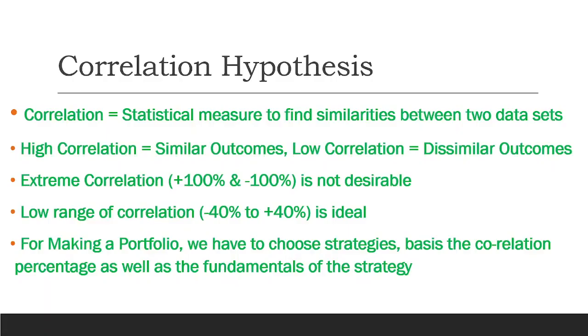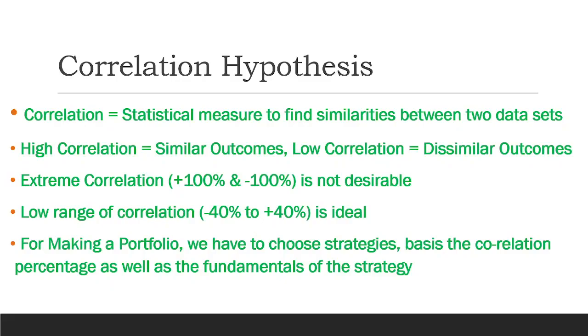So what is a correlation? We'll talk about the hypothesis first. The hypothesis is that it is a statistical measure to find similarities between two data sets. So when you have two data sets, like our outcomes of the strategy on a daily basis, these are two data sets. These outcomes on a daily basis are what we find a correlation between. A high correlation means that the outcomes are very similar. A low correlation means that the outcomes are dissimilar.